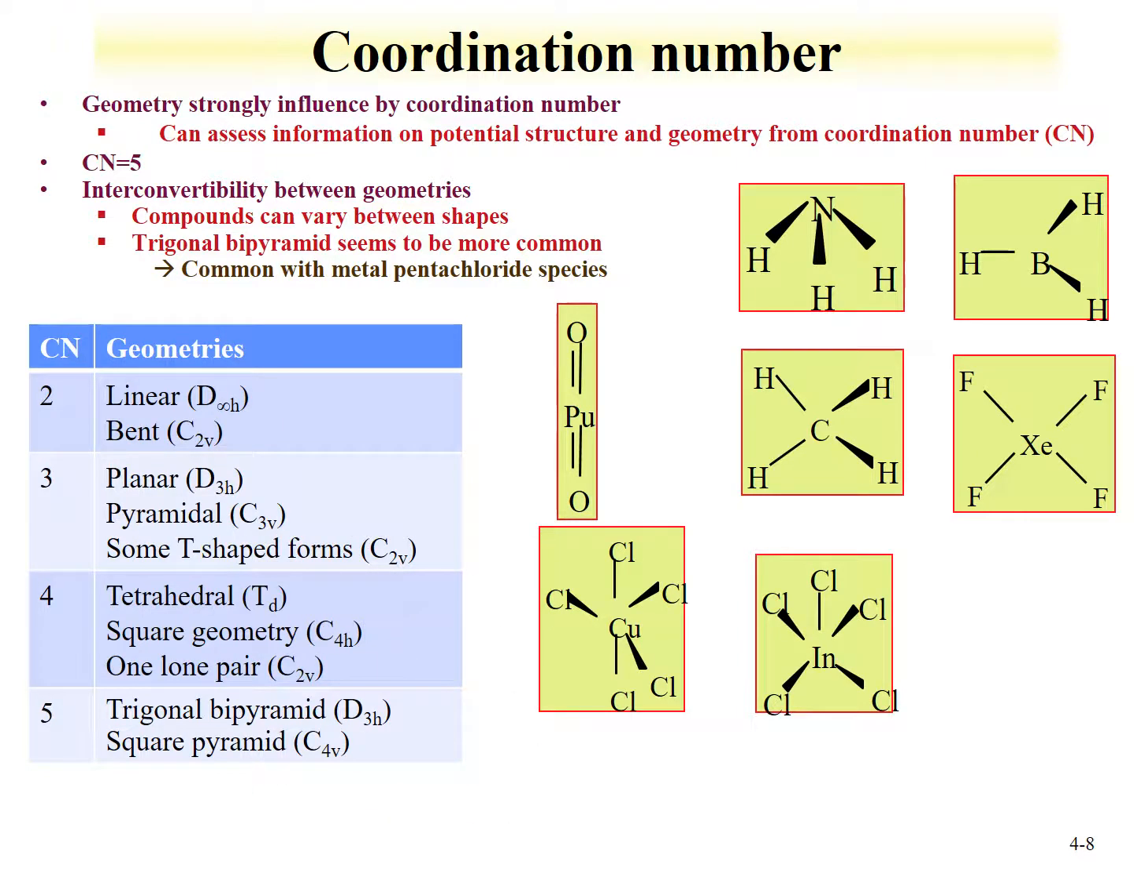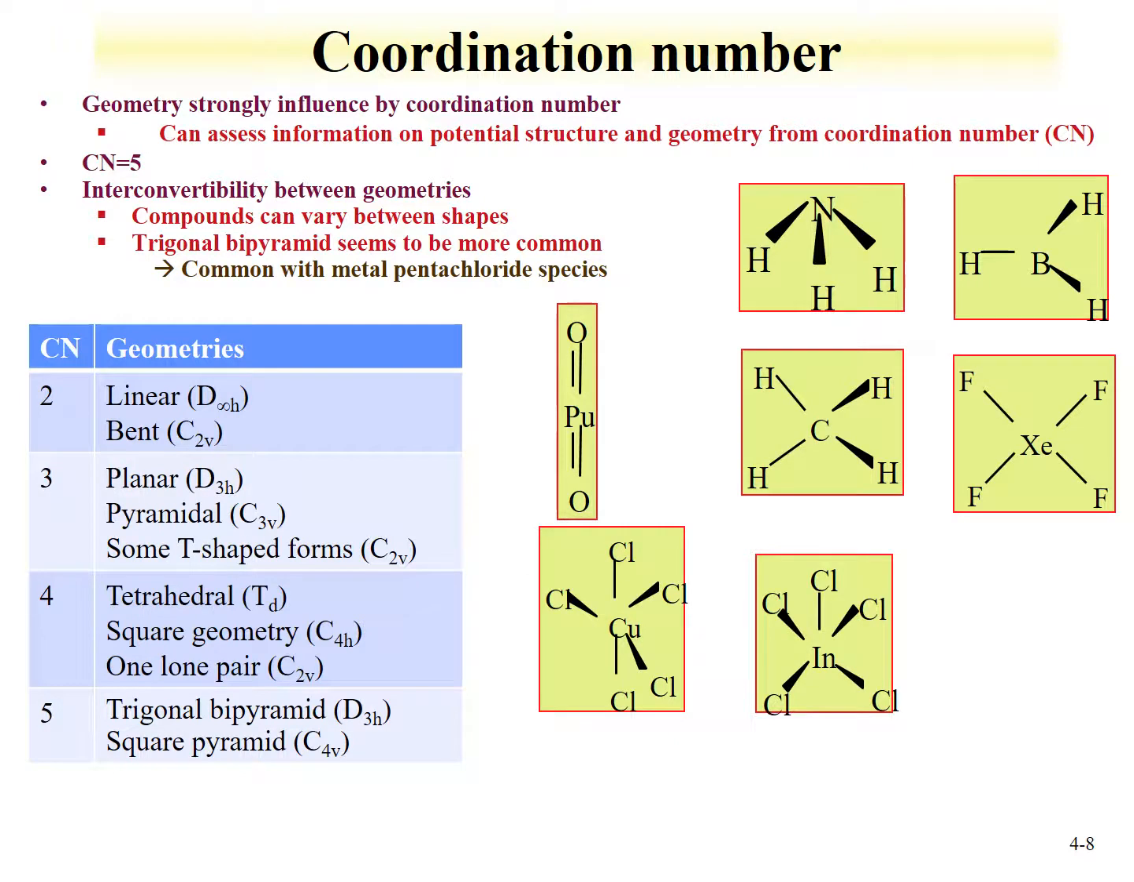For a coordination number of 3, as an example here, we have 2 shown on this slide, where we have a planar, D3H, shown here, and a pyramid type, C3V. For a coordination number of 4, a few different geometries can exist: tetrahedral and square planar.